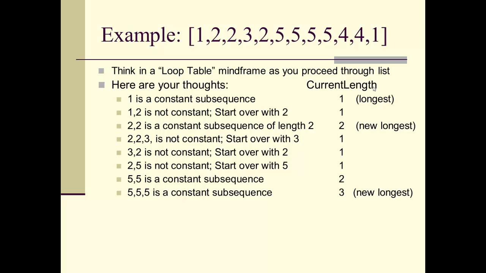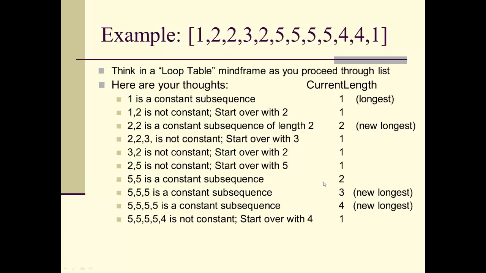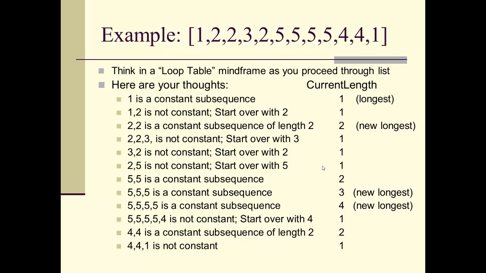5, 5, 5 is a constant subsequence. Notice we're up to here now. 5, 5, 5 has a length of 3, so the current length goes to 3, and that is also now the new longest. 5, 5, 5, 5 is constant. That means the current subsequence has a length of 4, and that is now our new longest. But 5, 5, 5, 5, 4 is not constant, so we start over with the 4. Now we have a subsequence of the single element 4 with a length of 1. 4, 4 is constant, length of 2. 4, 4, 1 is not constant, back to 1. And now we know that the longest constant subsequence has a length of 4.